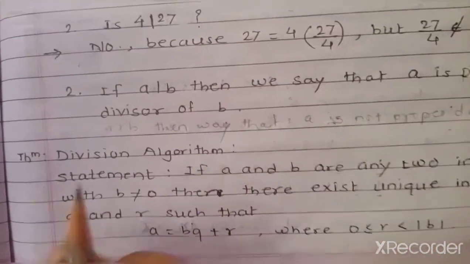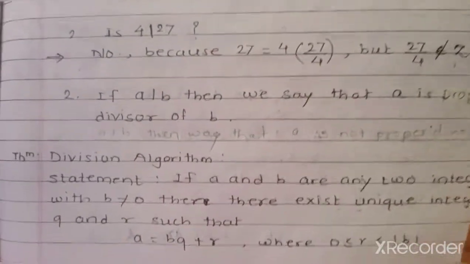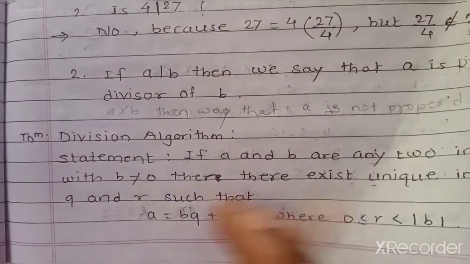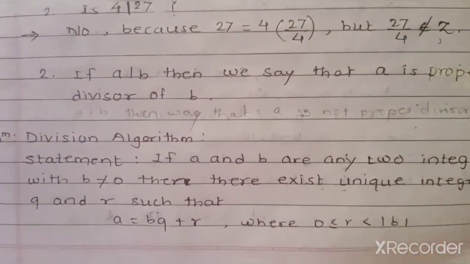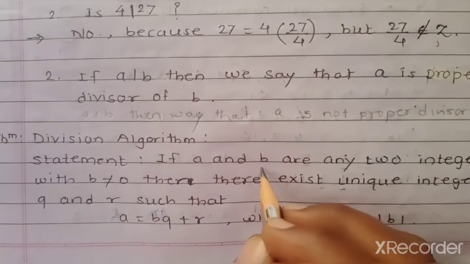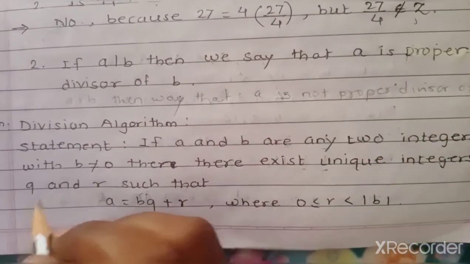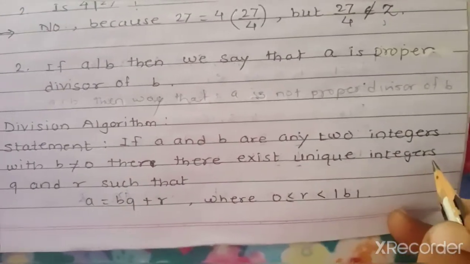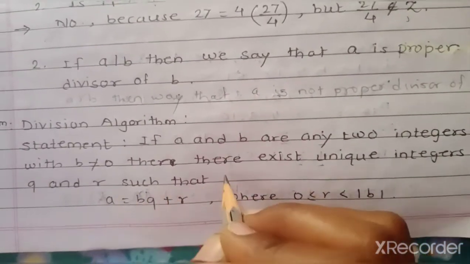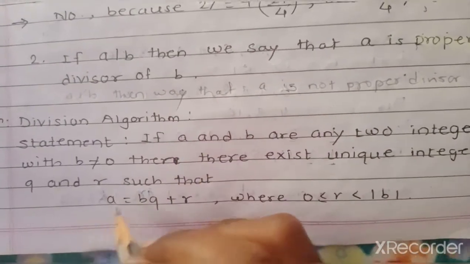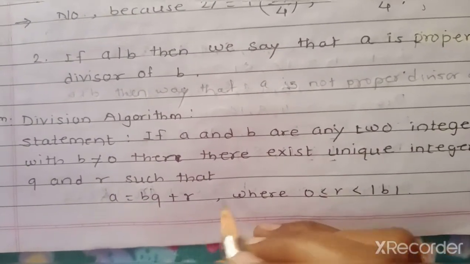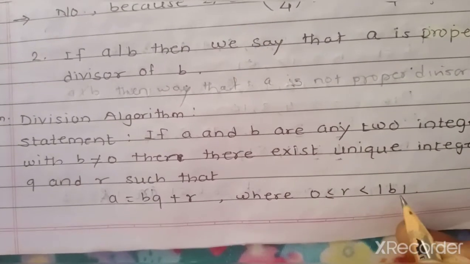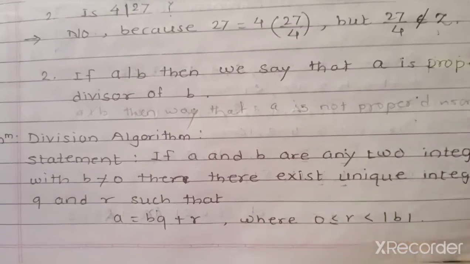Next one. Here we discuss only the statement of the division algorithm. See here the statement of the division algorithm. We may write here: if small a and small b are any two integers with b not equal to 0, then there exist unique integers q and r such that a we may express as b into q plus r, where 0 is less than or equal to r is less than mod b, in this way.